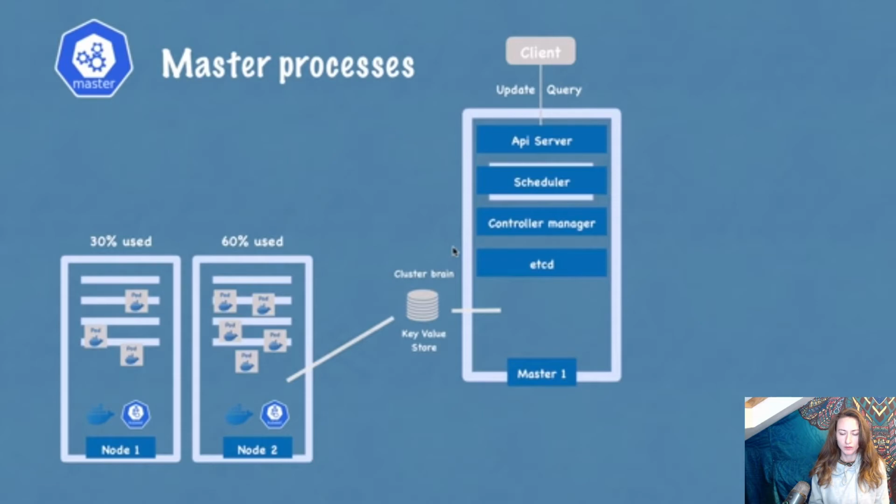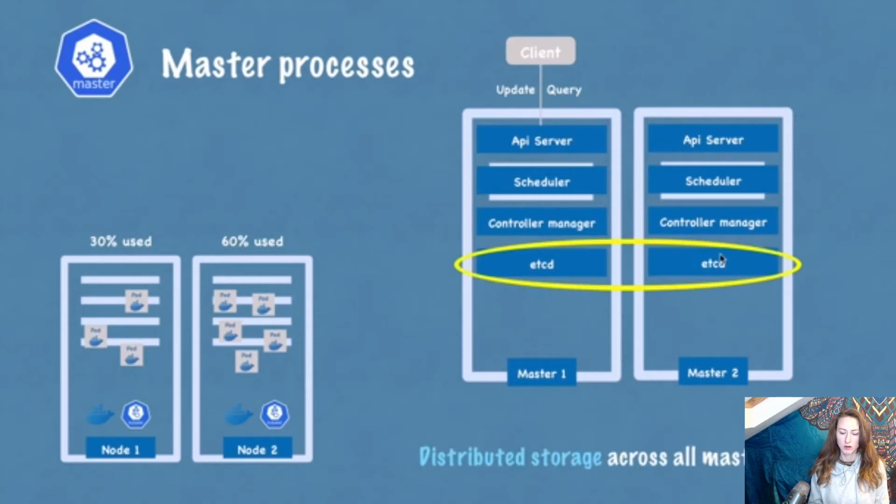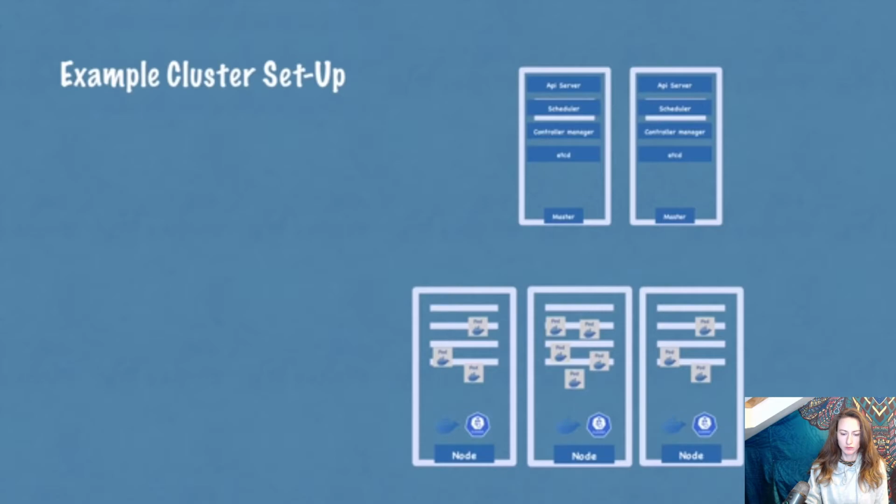So in practice, a Kubernetes cluster is usually made up of multiple masters, where each master node runs its master processes, where of course the API server is load balanced, and the etcd store forms a distributed storage across all the master nodes. So now that we saw what processes run on worker nodes and master nodes, let's actually have a look at a realistic example of a cluster setup.